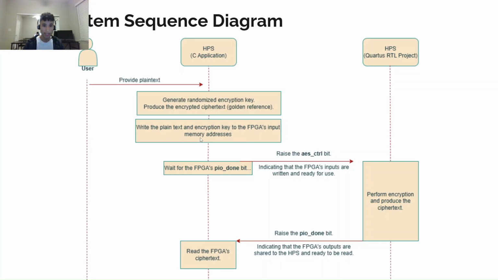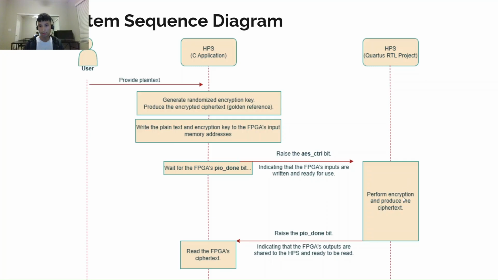It would then write a plaintext and encryption key to the FPGA's input memory addresses. This is referring to the PIO variables and values that we're utilizing to share information with the FPGA. And then we will raise a bit. That way we can actually send some kind of event to the FPGA to let it know that the plaintext and encryption key are ready for use.